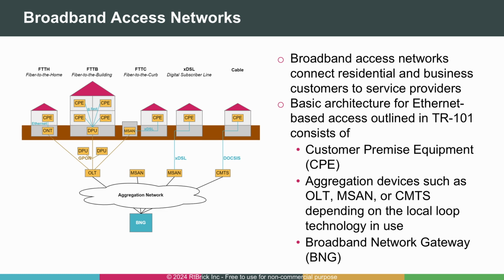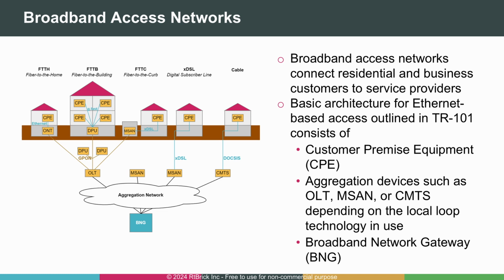A broadband access network is used to connect customer locations, either business or residential, to a service provider. We will follow the terminology used in TR-101, as defined by the Broadband Forum, which describes Ethernet-centric broadband access. At the customer location, the customer premise equipment, CPE, terminates the local loop, providing the interface between the customer's devices and the network. The CPE is sometimes called a routing gateway or home gateway, but for this presentation, we will stick to CPE.